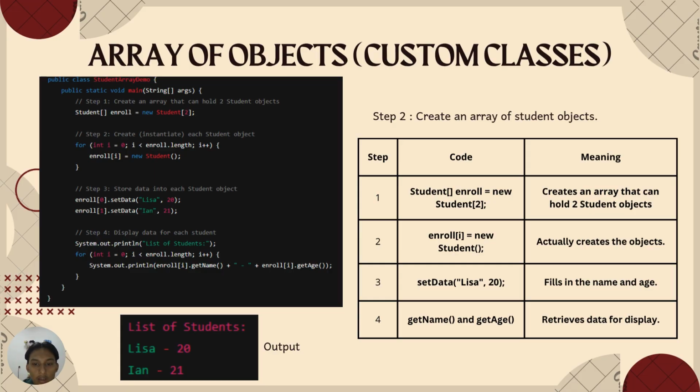So step 3, put setData("Lisa", 20) and end with the semicolon. This means fill in the name and age. So the name will be Lisa and the age is 20. So the last step, getName and getAge. It is meant to retrieve data for display. So the output will display the list of students: Lisa, age 20, Ian, age 21.